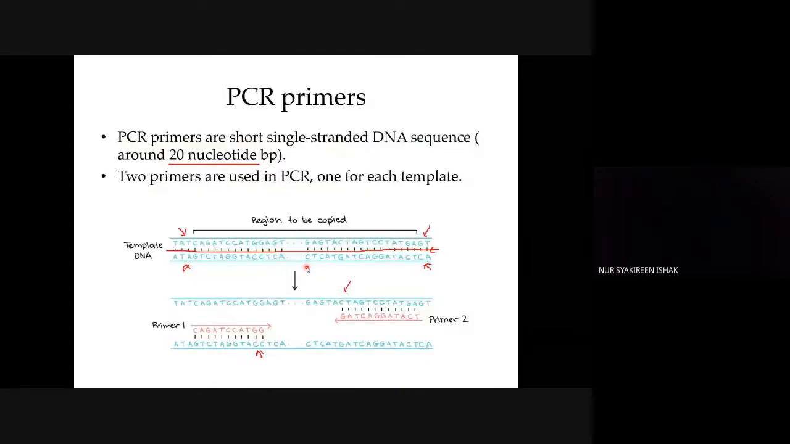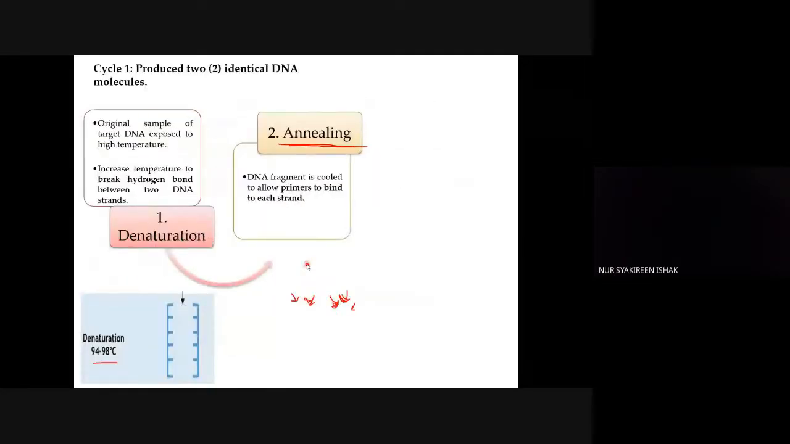Okay, so these are the three steps. PCR has many cycles. This is the first cycle. For the second, third and subsequent cycles, it will repeat the same process: denaturation, annealing, extension. Okay.